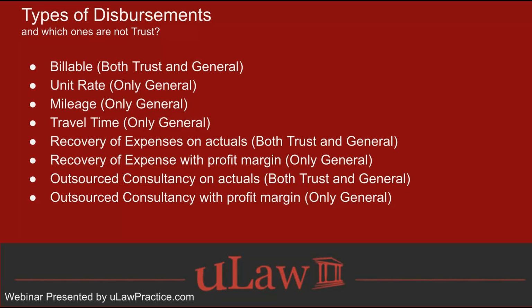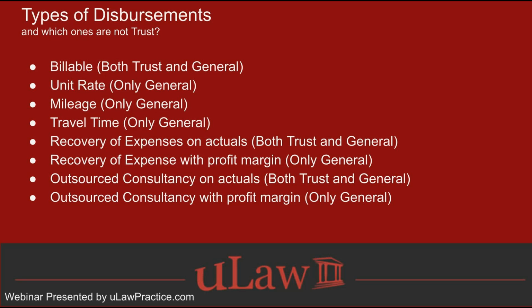There could be some unit rates and mileages, for example, a photocopy charge to your client. You obviously cannot do it from trust. It has to be done from general, because we at least recommend doing it from general, since sometimes there could be a profit margin there. You could have used your own printer and you could be charging the client a specific amount, which can go only from general and not trust. So trust is always actuals.